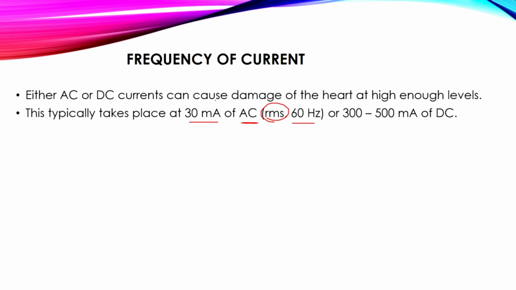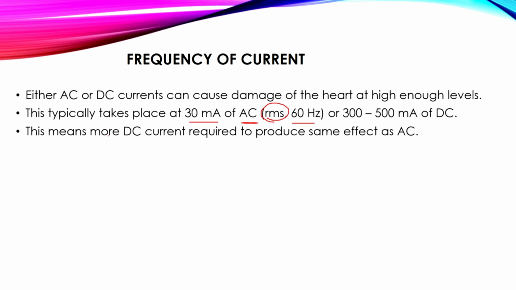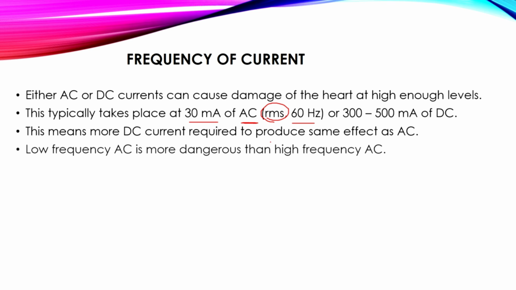As you will see, the amount of current needed here is only 30 milliampere, but in the case of DC we'll need 300 to 500 milliampere. This means that more DC current is required to produce the same effect as the AC. The low frequency AC current is more dangerous than the high frequency AC. So the 60 Hz AC current is much worse than 1 kHz AC power.